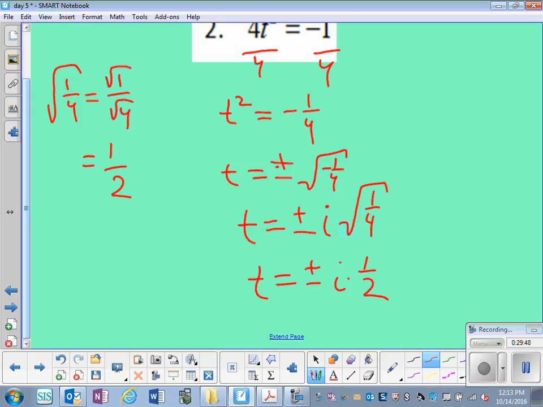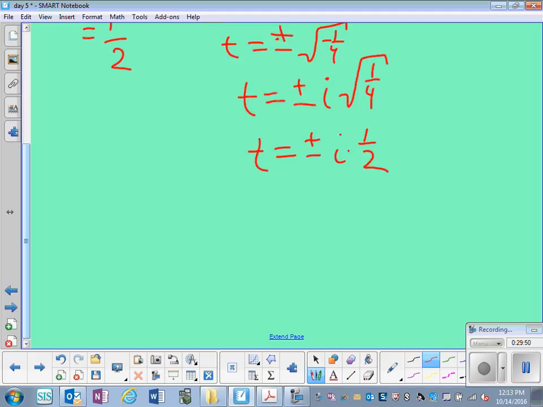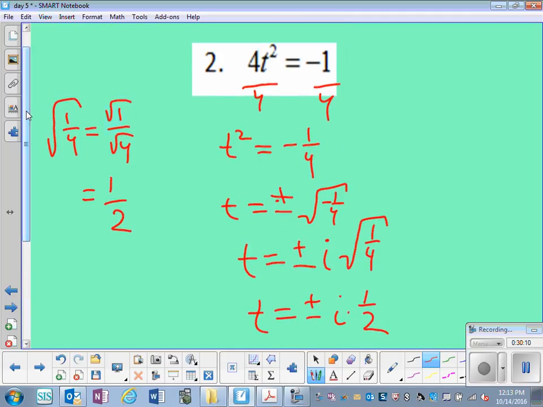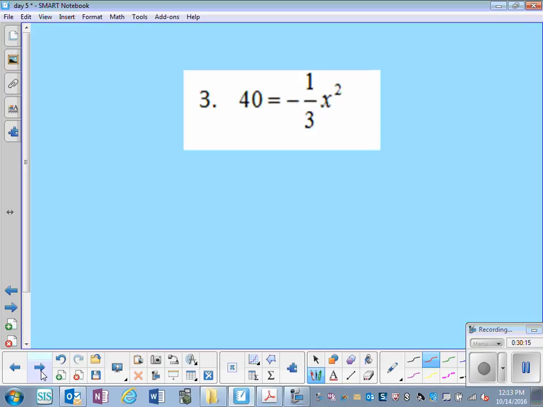You can write it in different ways, right? So I can say t equals plus minus 1 over 2 times i, or I can even say plus minus i divided by 2, right? These are all different ways of writing the same thing, right? Questions about this one? Okay, very good. So let's solve the next one. Try by yourself.